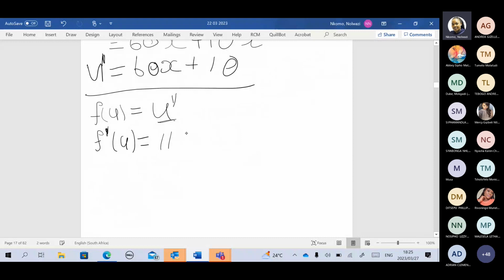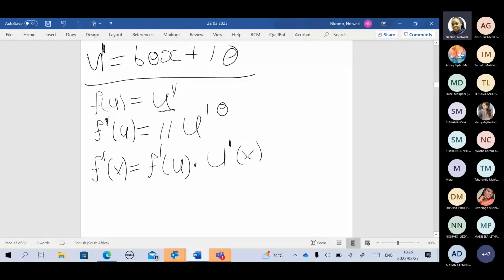Okay. We said our F prime at X would be equal to F prime of U times U prime of X, right? And we said our F prime is equal to 11 U to the power 10. And our U prime is equal to 60X plus 10. So we have 60X plus 10.